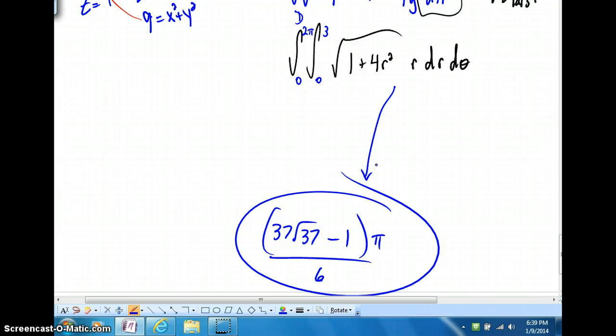Now this value would be the surface area of that solid. And in other words, it would let you know how many square units of paper it would require for us to make a paraboloid that would go up to z equals 9.